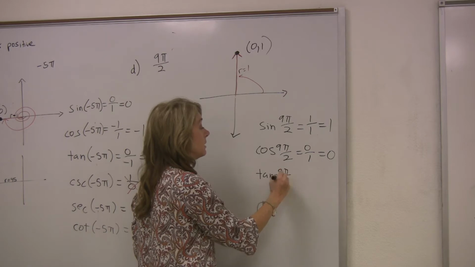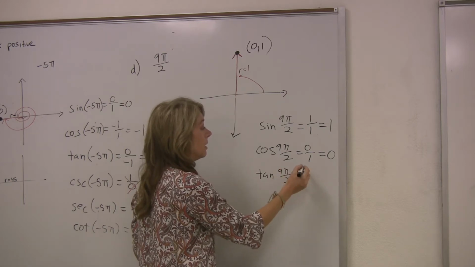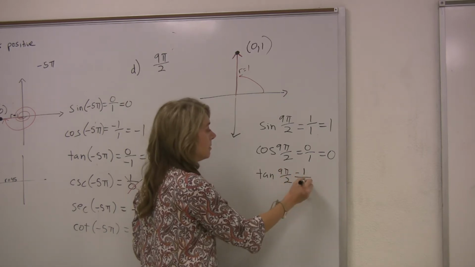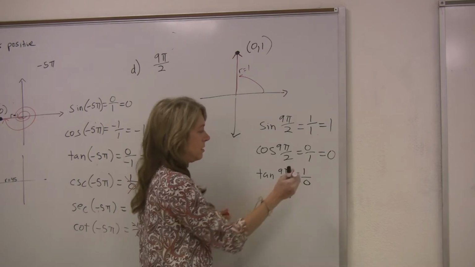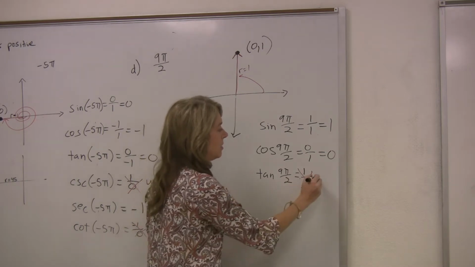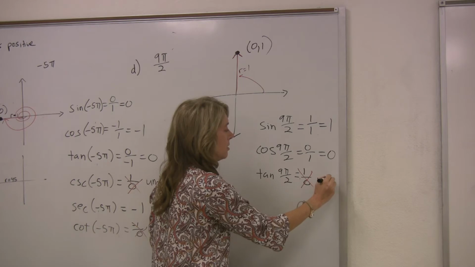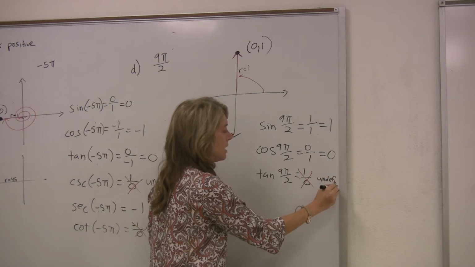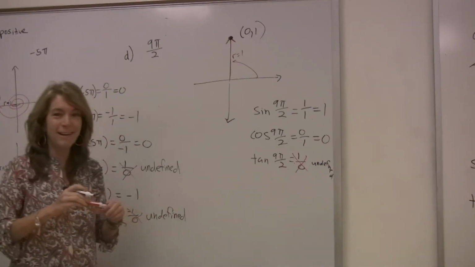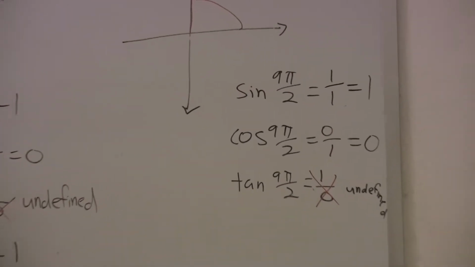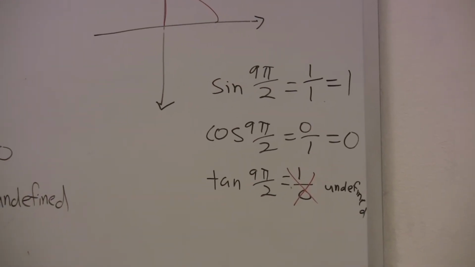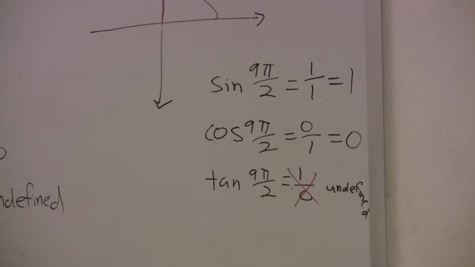What's the tangent? Undefined, because there's no tangent line here. Oh, yeah, I mean it's 1 over 0. Let's see that. This one. Squeeze that in there. Undefined. Can you read that one? We see why it's undefined? You guys okay with the other 3?